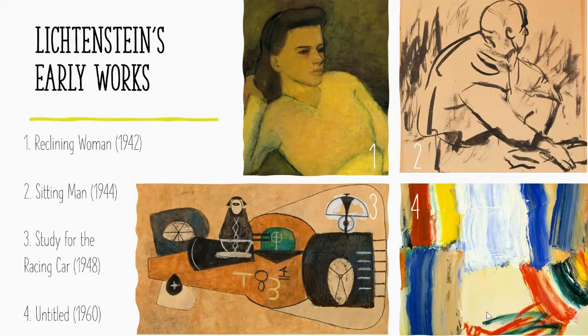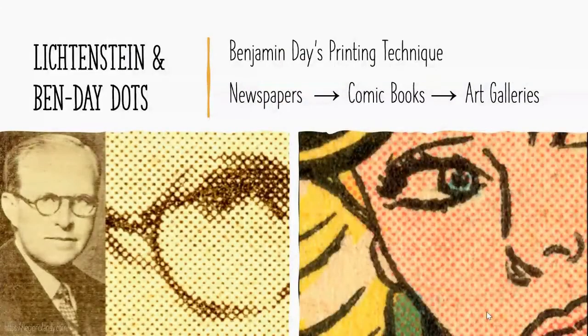Now, something happened a little later in his career, so right around 1960, you can see that untitled work there. He's really starting to look at more of an explosion of color and starting to experiment. We can even see some of those primary colors come forward, and those will be important for later when he truly becomes a pop artist.